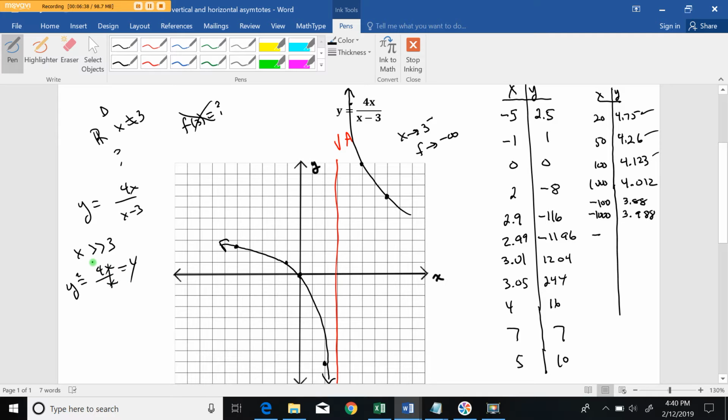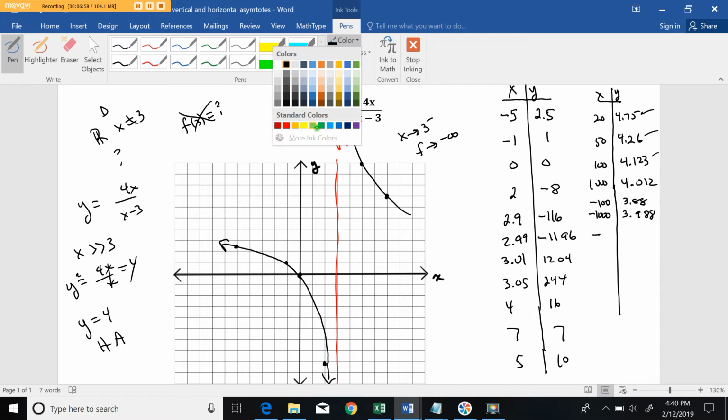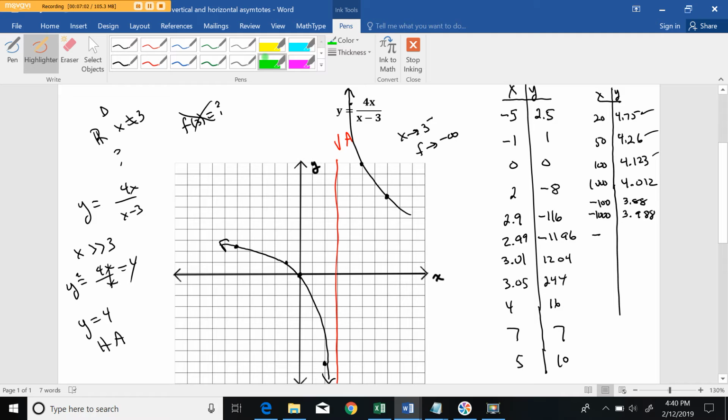So what this means is as x gets really big, either to the right or to the left, like 100, 1,000, 10,000, or negative 100, negative 1,000, negative 10,000, the function here is approaching 4. So y equals 4 is called a horizontal asymptote. I'm going to go ahead and draw that in. Let's draw those in green. Horizontal asymptotes just have a green feel to them.